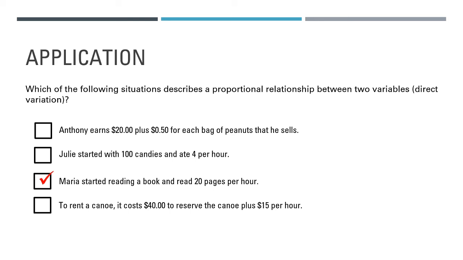You should have got the answer. Maria started reading a book and read 20 pages per hour. This example with Maria is the only example where you would find the values 0, 0 for x and y. If Maria reads for 0 hours, she will have read 0 pages. If she reads for 1, 20 pages, 2, 40, and you can see it's going to go up by 20 each time. So it starts at 0, 0 and goes up by 20 each time.